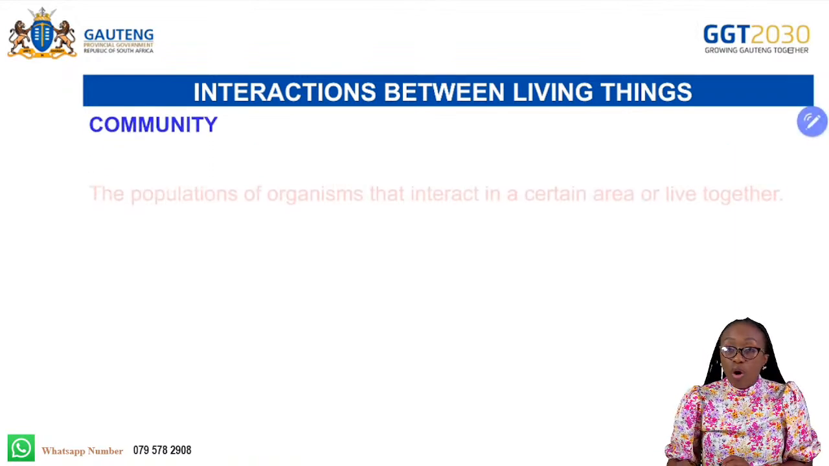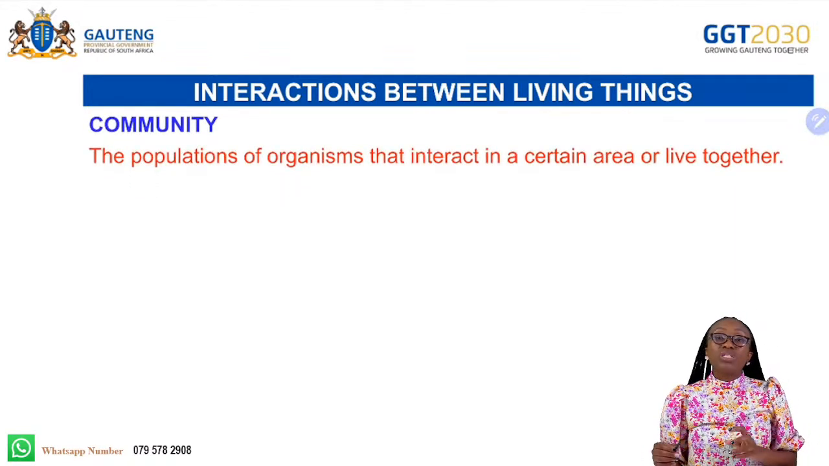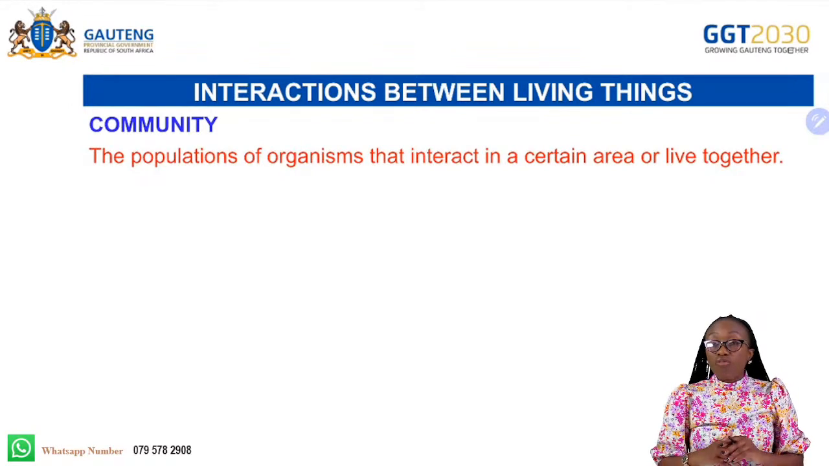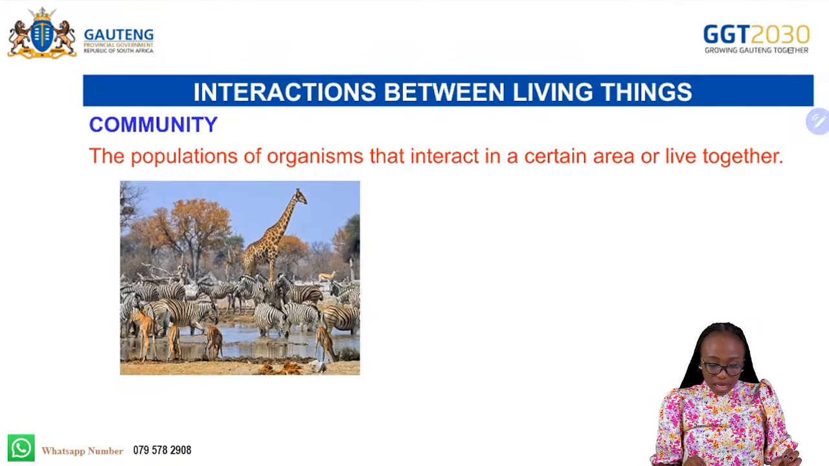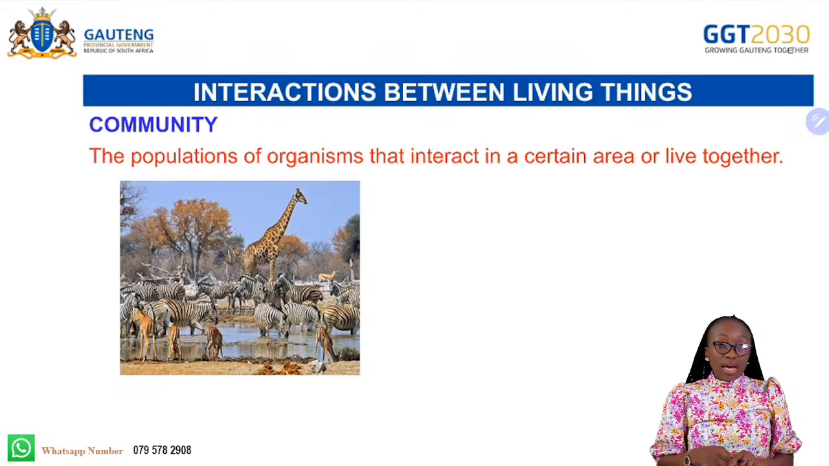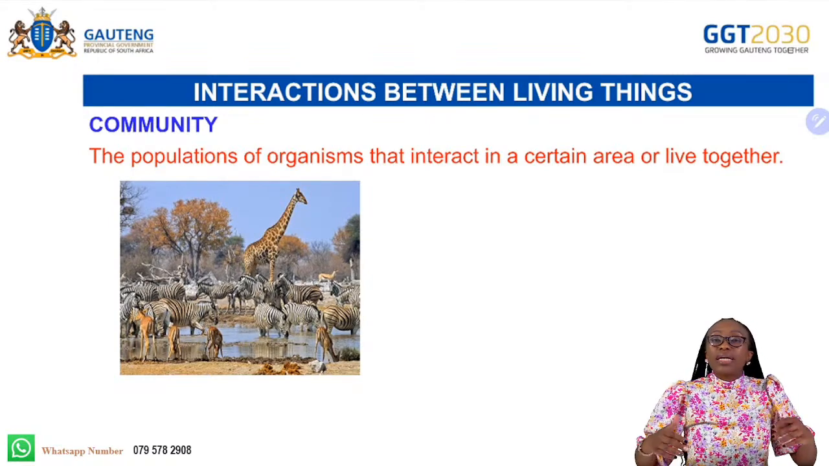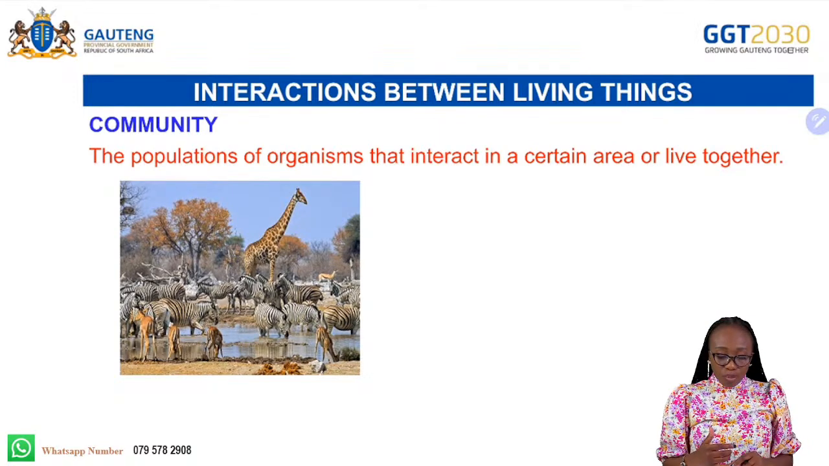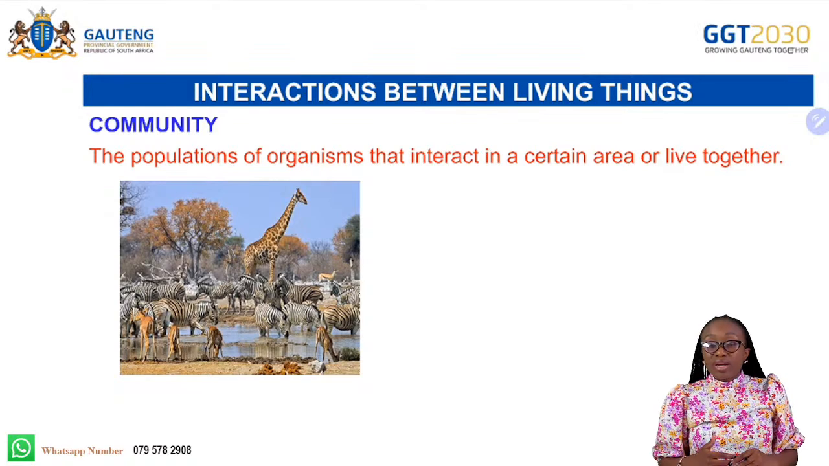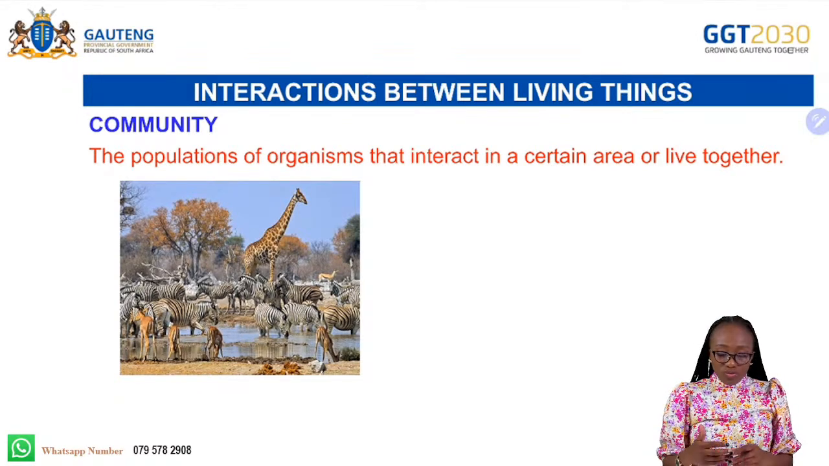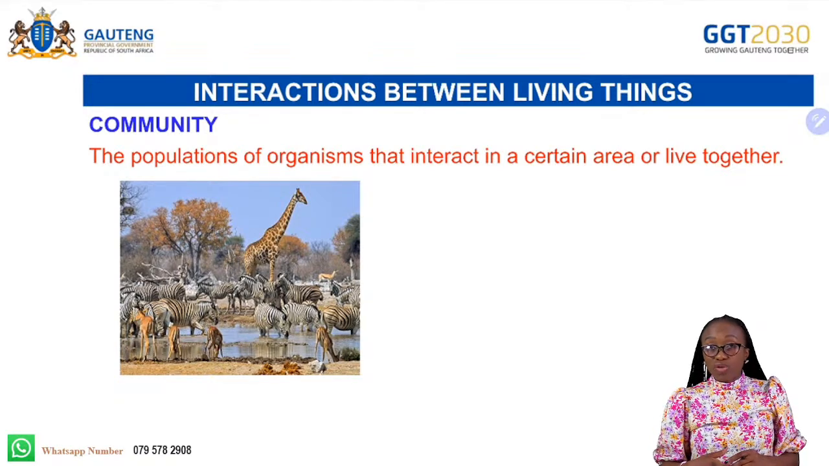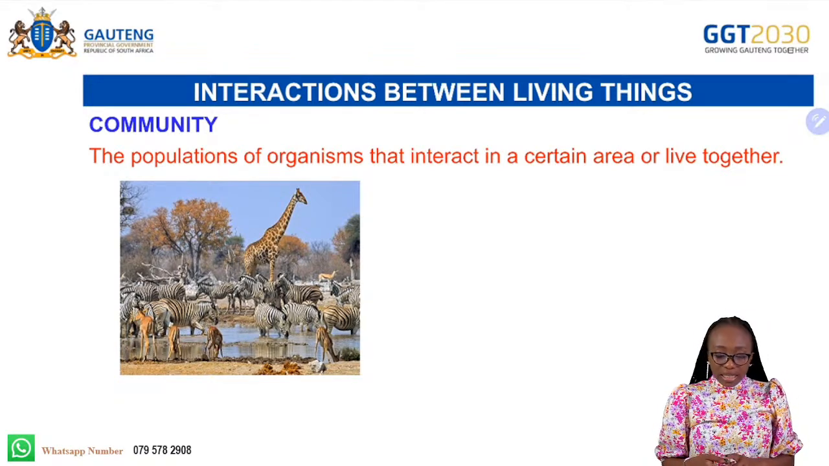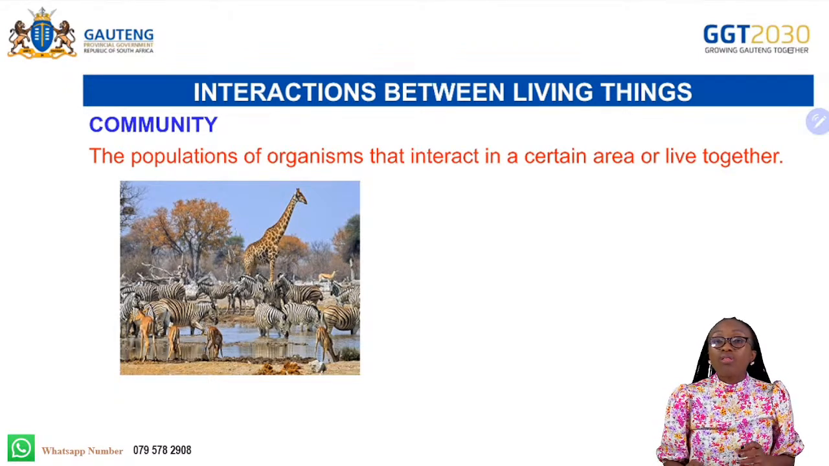Now, if we move on to community, these are now different populations. The populations of organisms that interact with each other in a certain area or live together. Remember, we had that population of elephants. Imagine we call it area A. In area A we have a population of elephants. And in that same area, at the same period of time, we've got a population of zebras, a population of giraffes, a population of cheetahs, a population of lions living together. We call that a community.